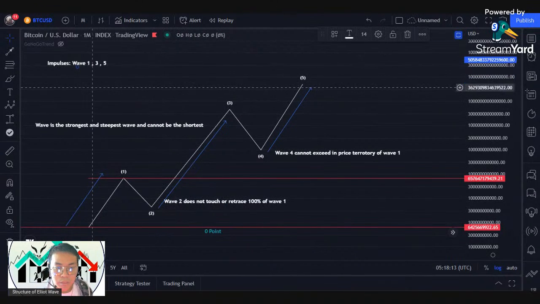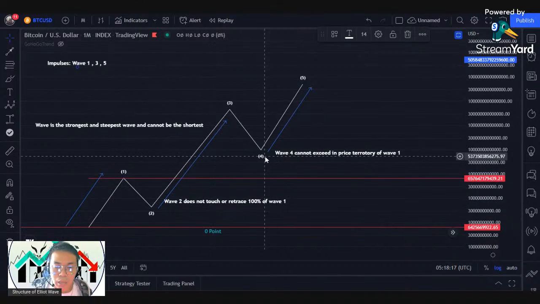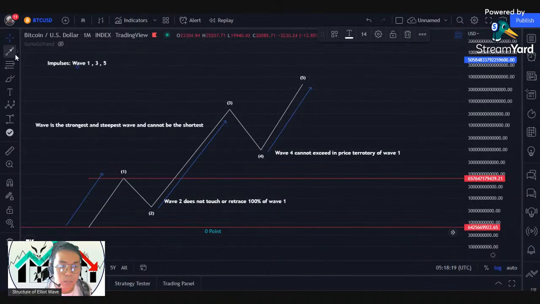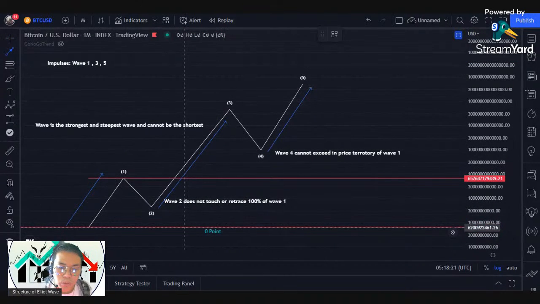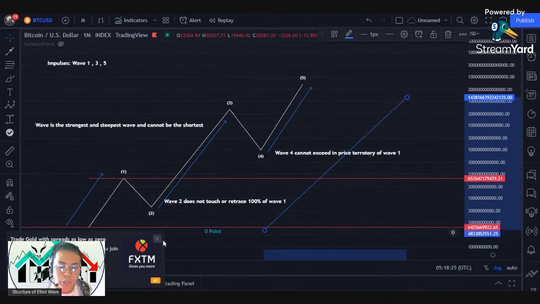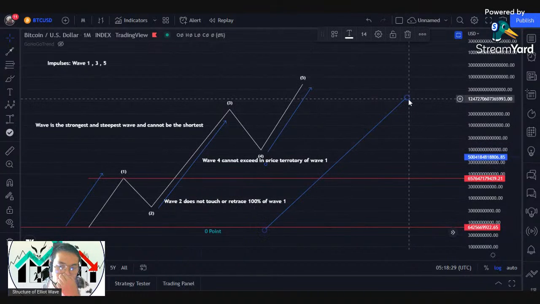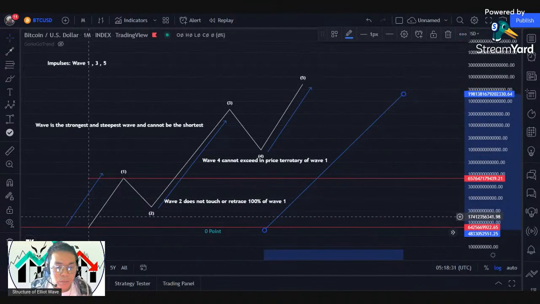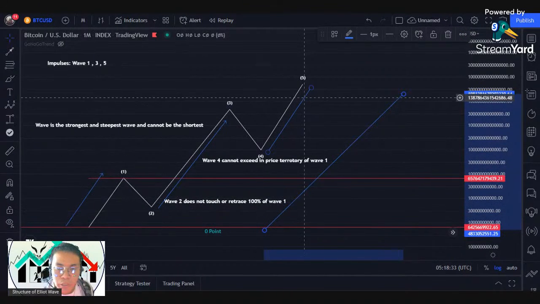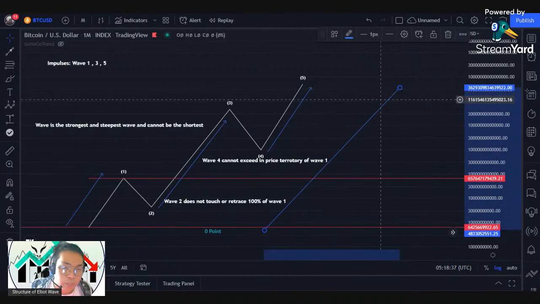Okay? Now next, this is what we call trend. Okay, so we always look for the trend. So what is the trend? The trend is uptrend. Okay, the trend is uptrend. Now, wave 1, wave 3, and wave 5 is the best friend of the trend.